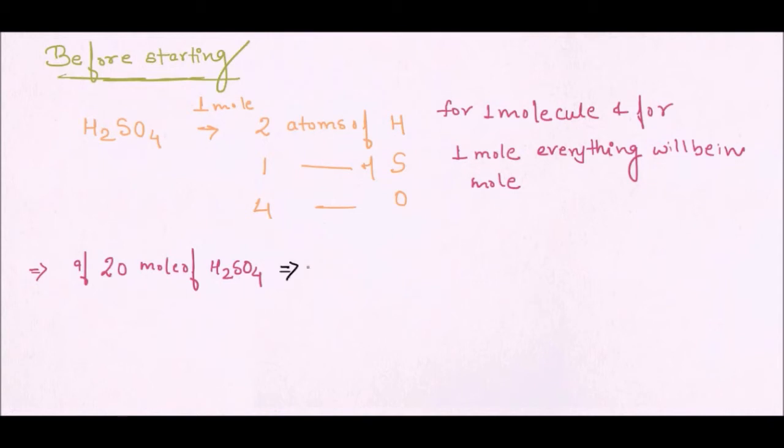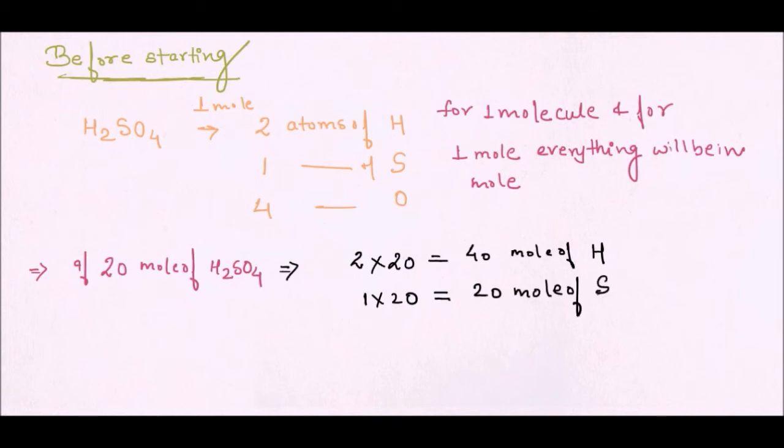Then in 20 moles of H2SO4 it will become 40 moles of hydrogen. Means what? In one molecule 2, then in 1 mole 2 moles, then in 20 moles 2 into 20. Simple unitary method. Then it will become 40 moles of hydrogen, 20 moles of sulfur, and 4 into 20, that is 80 moles of oxygen, isn't it? It means what? If I know the number of moles, then I can count the number of atoms in that particular molecule, the total number of atoms. Like for one molecule, 1 mole and 20 moles.